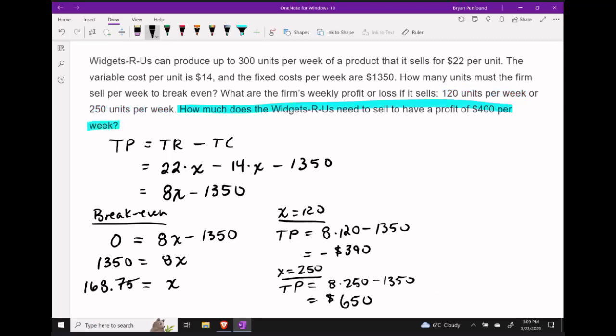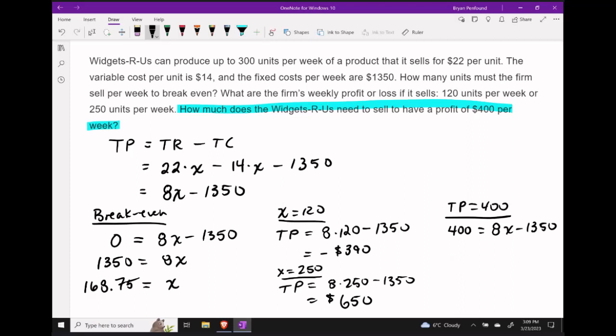And finally, in our last question, we want to figure out how many items we need to sell per week in order to have a $400 profit that particular week. In this particular question, we actually have information about the total profit that we want. So we're going to sub in 400 for our total profit, and we're going to set that equal to 8x minus 1,350. And then our goal here is to solve for x.